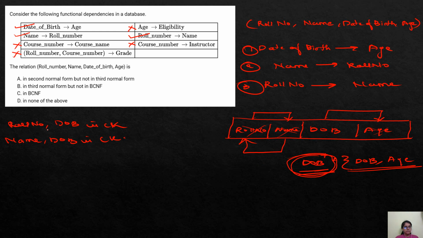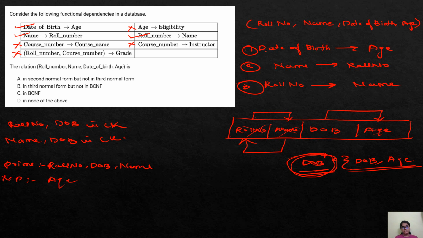So now let's come to the question. So roll number, DOB. From the CKs we can also say what the prime attributes are. Prime attributes are roll number, DOB and name, and the non-prime attribute is what is left, age only. Yes, age is the only one left.